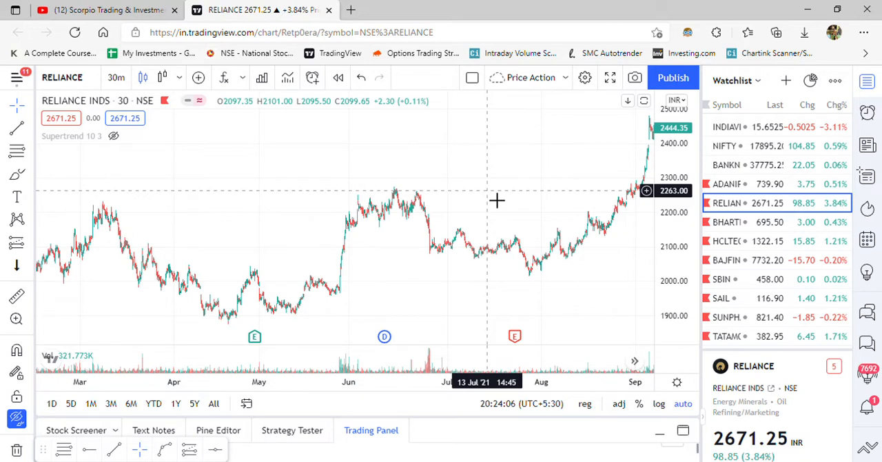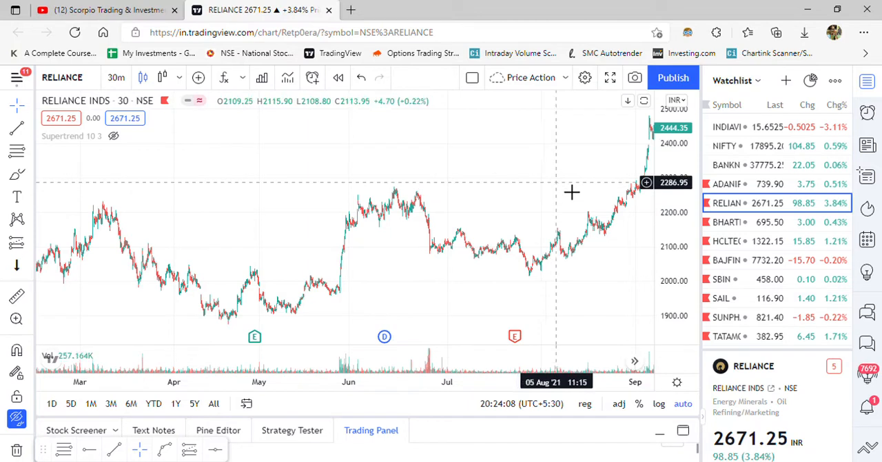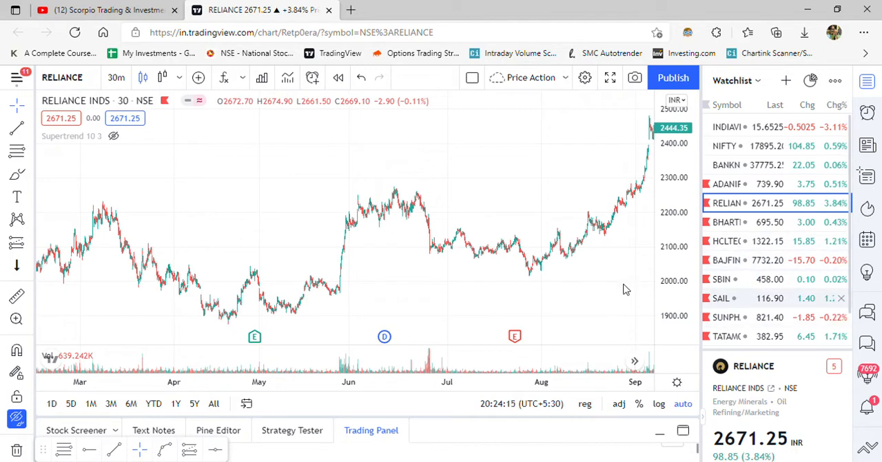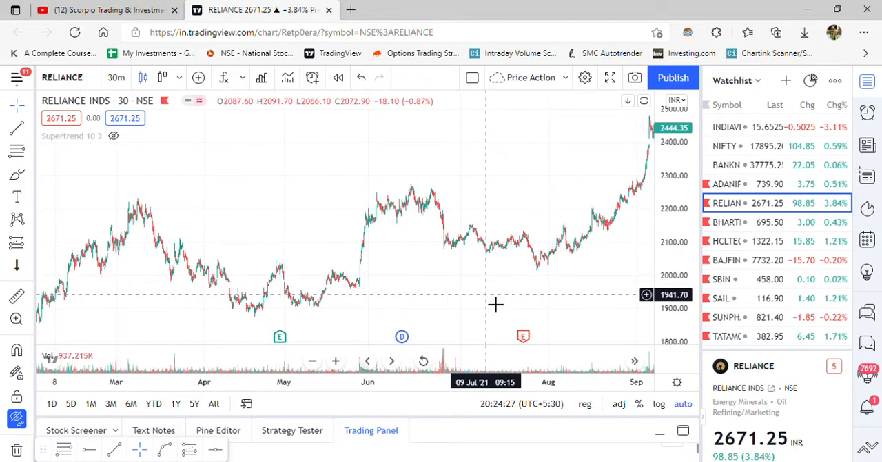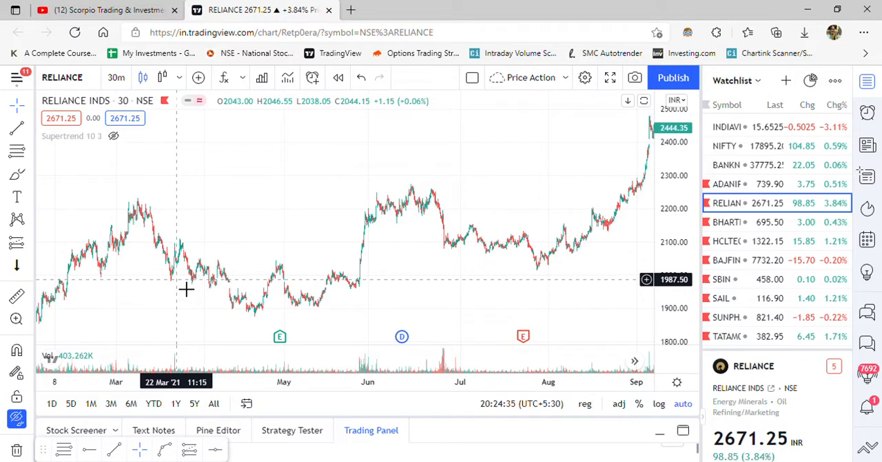So this is TradingView. I am using a free subscription, and I have a watch list of a few stocks, and this is the toolbar. You can use different tools to draw patterns on this chart. So with this introduction, let's move to support and resistance per se. Let's see Reliance.